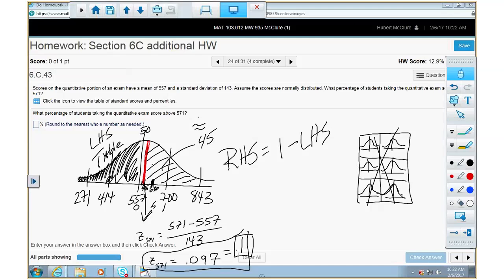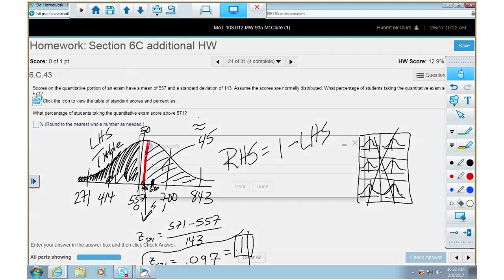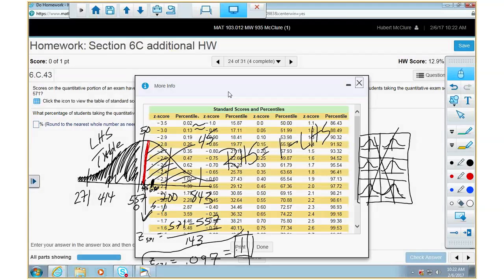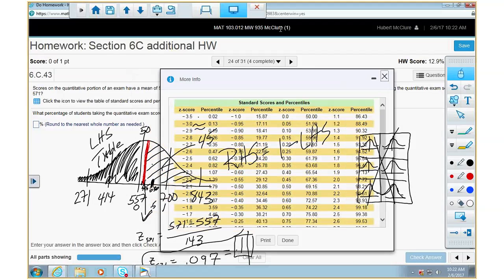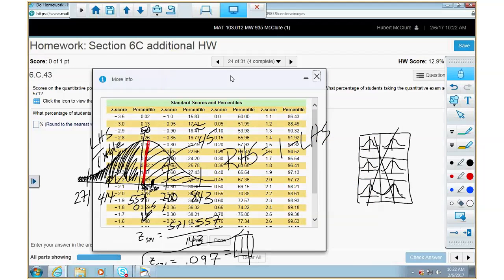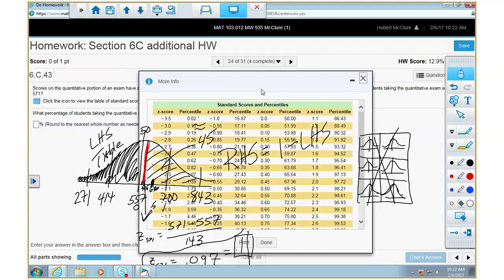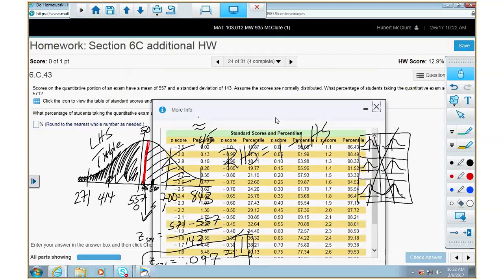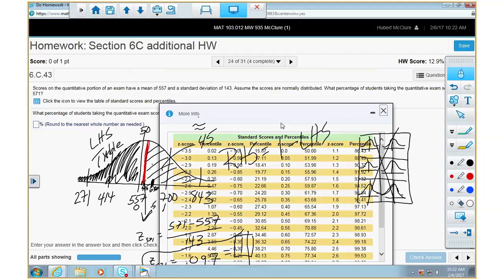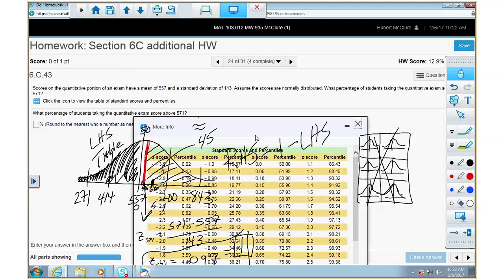Hold on, I'm going to click on the table. Thank you. 0.1. So look at 0.1, and I've got to get it to where you can see it. There's 0.1 right here, and that's equal to what?